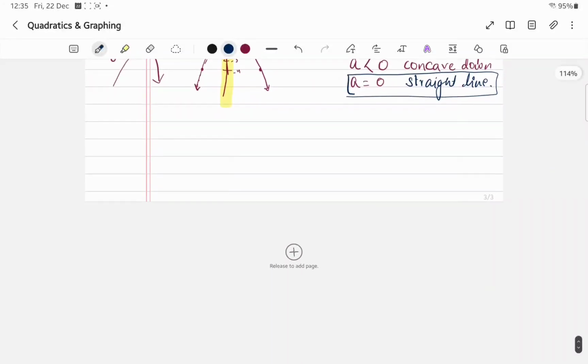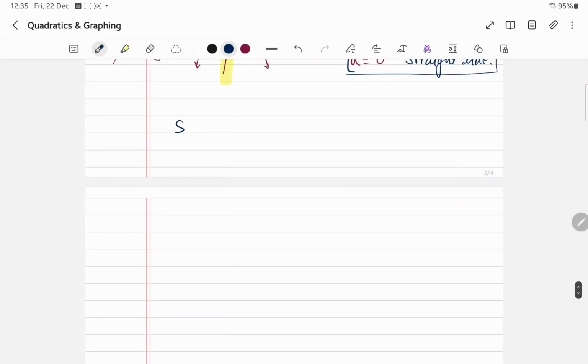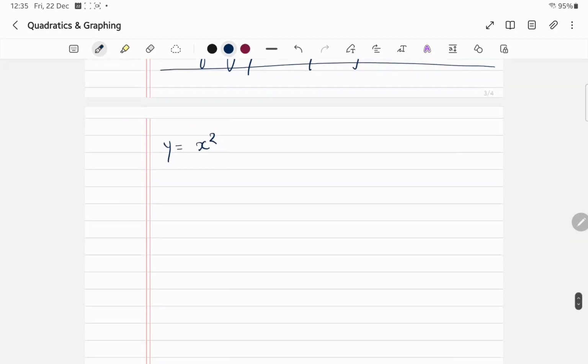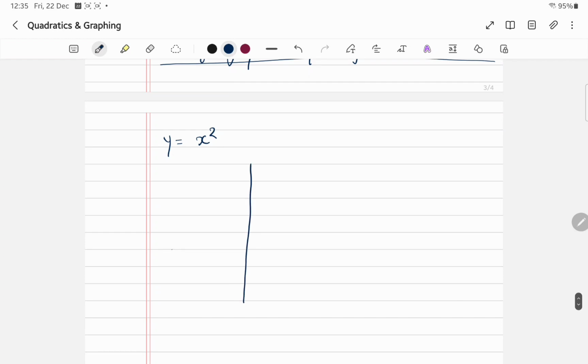We're going to transform the parabolas. So let's write: shifting or transforming the parabola. Now if we have y equals x squared, which is our main parabola, it is positive, so it's going to be upwards. I'm just going to draw a parabola which goes upwards. It needs to touch that line. So that is my basic parabola, y equals x squared.